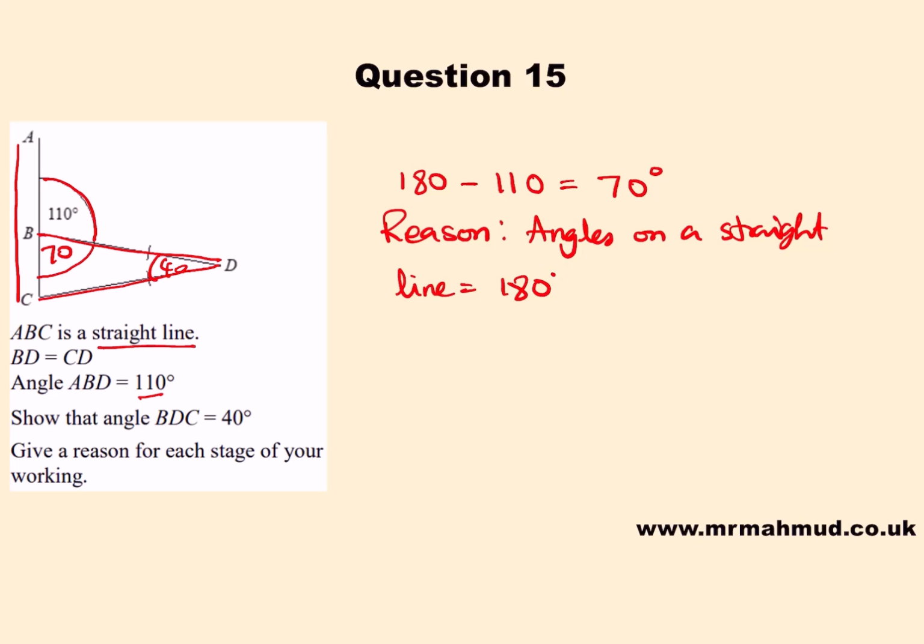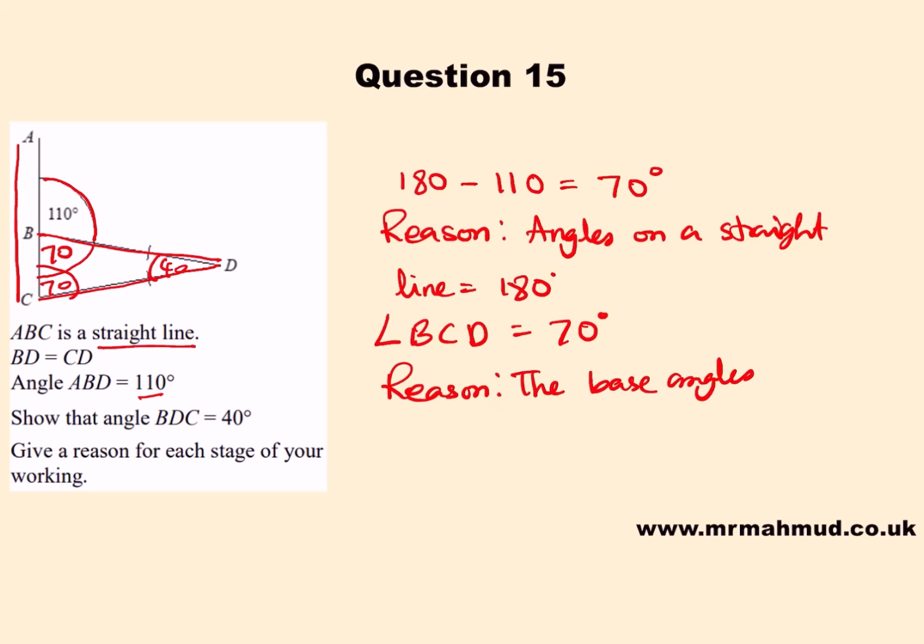Now because BD and CD are the same, it's an isosceles triangle, so angle BCD is going to be 70 degrees as well. So angle BCD is equal to 70 degrees, and the reason is the base angles on an isosceles triangle are the same.